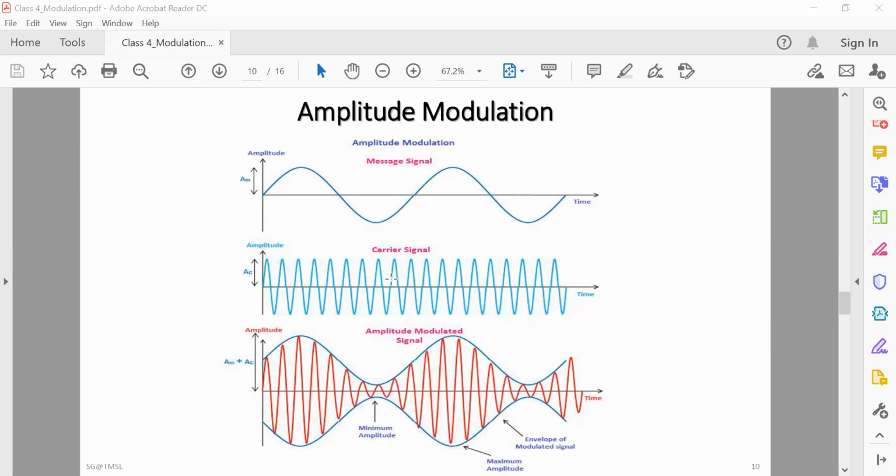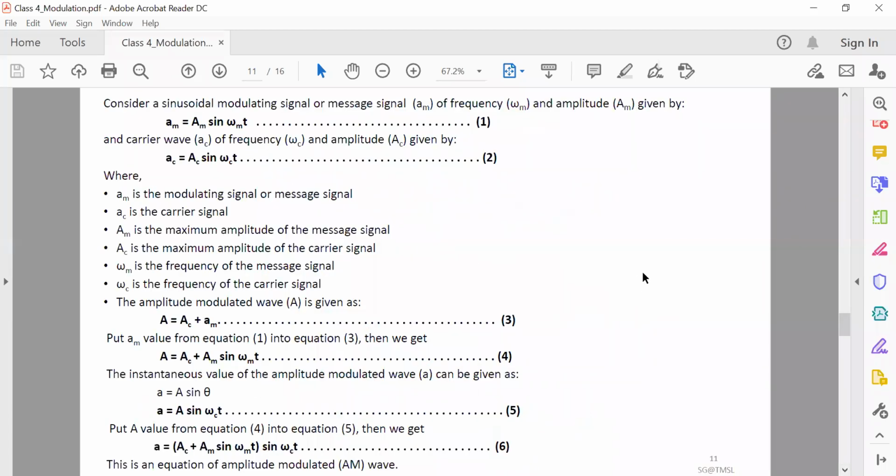Just to increase the power or energy or the frequency of this signal, we need to multiply this carrier signal with this message signal. And again, to extract this original signal from this mixed up signal, we need to demodulate. So this is the general equation of amplitude modulation.